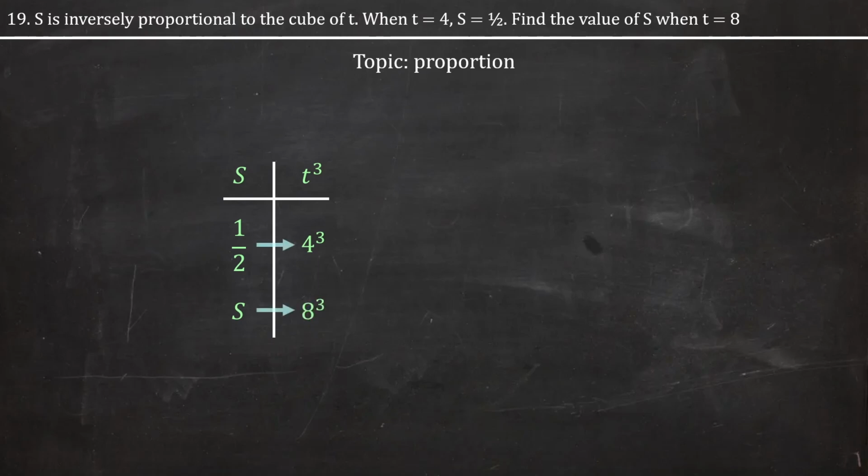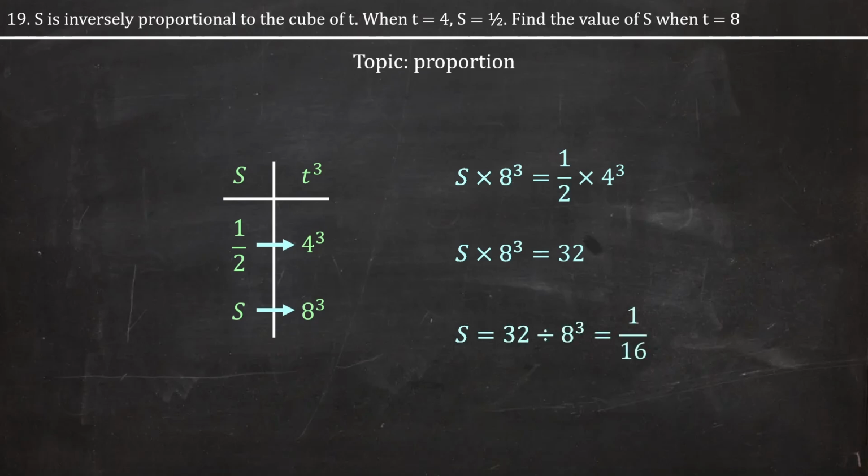It's inversely proportional, so I'm going to multiply in a parallel, and then I'm going to set up a little equation. S times 8 cubed is going to be equal to half times 4 cubed. So that means that S times 8 cubed is going to be equal to, you have a calculator, 32. So I'm going to divide both sides by 8 cubed. You have a calculator again, and that should give me 32 divided by 8 cubed, which is 1/16.